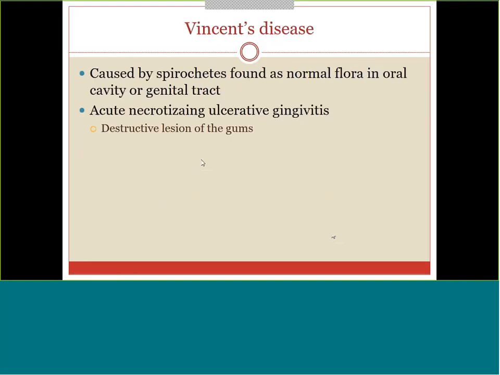Okay, a note on Vincent's disease. Vincent's disease is also caused by spirochetes, and these are spirochetes that are found just normally in our oral cavity or the genital tract, but more we're concerned with the oral cavity here. So this is causing basically acute necrotizing ulcerative gingivitis, essentially the breakdown of your gums. So it's what we say here, the destructive lesion. So it's kind of eating through the gums, so not pretty at all.